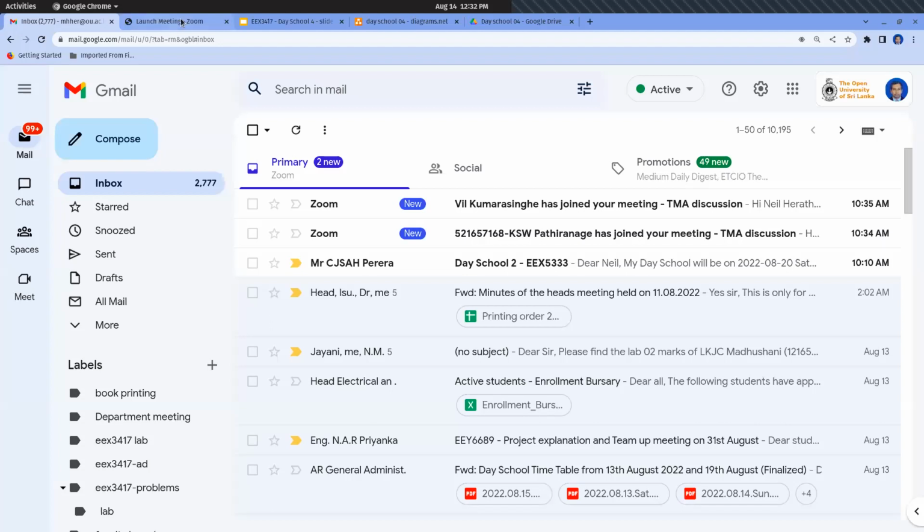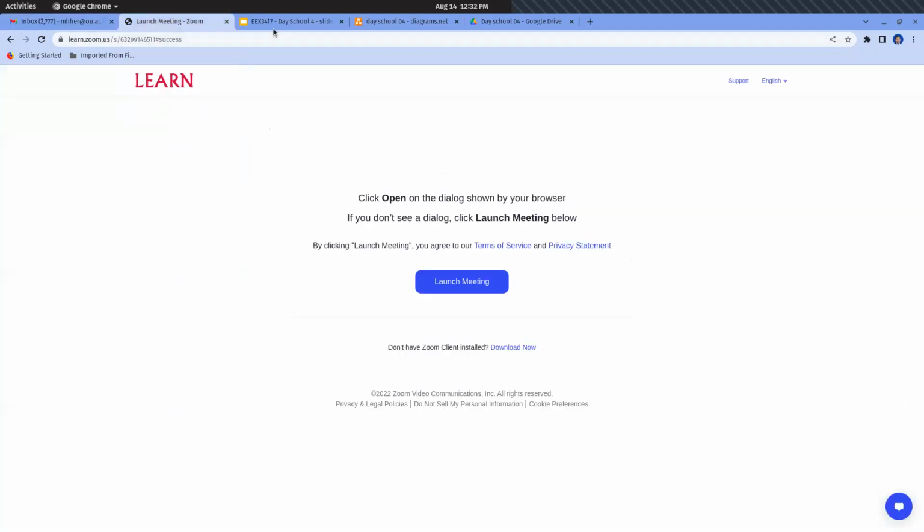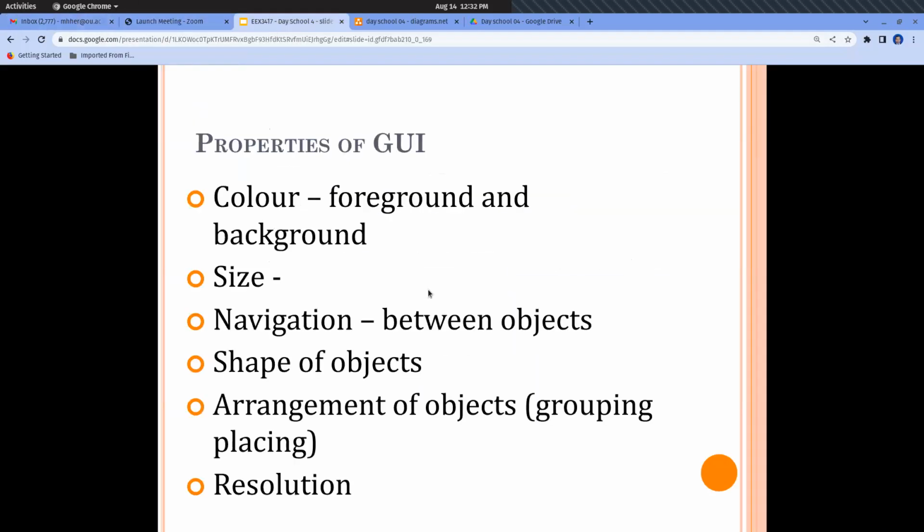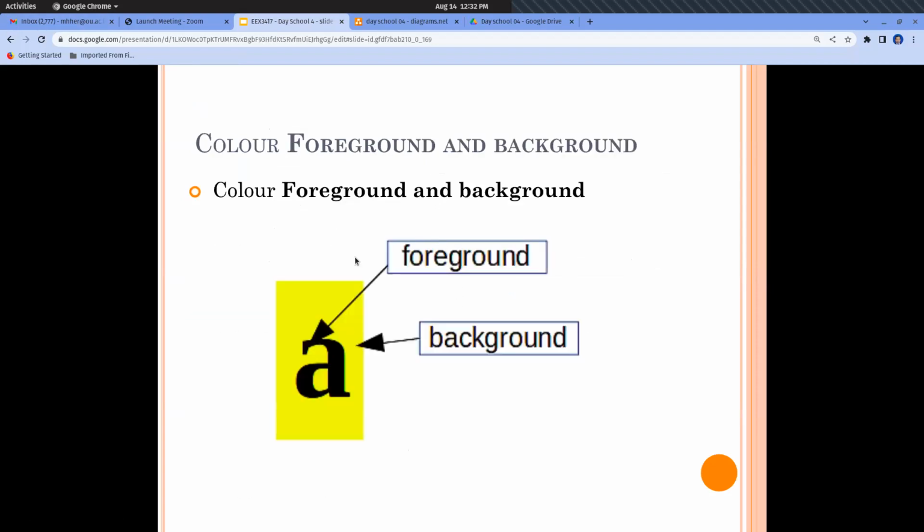Navigation is like this. You can go from this one to this one, like this. Those things are navigation, going from one object to the other one. Shapes of the objects, arrangement of objects, resolution. Resolution, I will explain in the next slides.